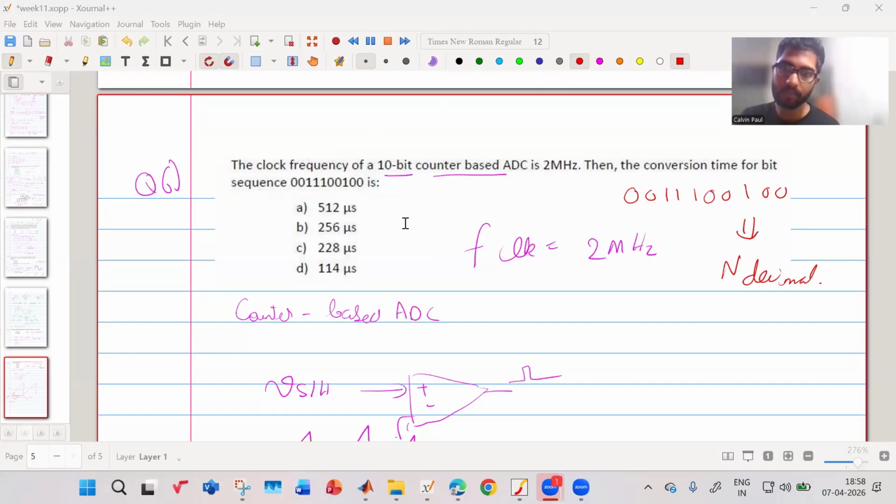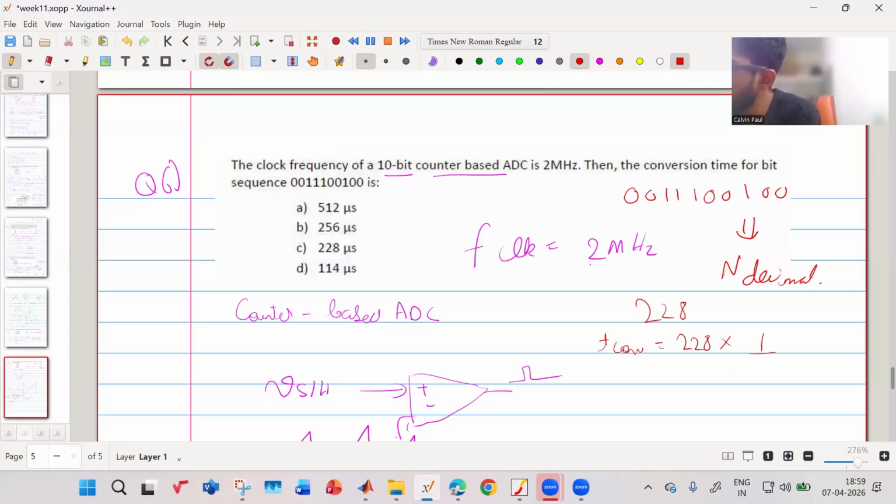228. Okay. So it corresponds to 228. Then your conversion time will be what? 228 into 1 upon 2 megahertz. So what is that value?